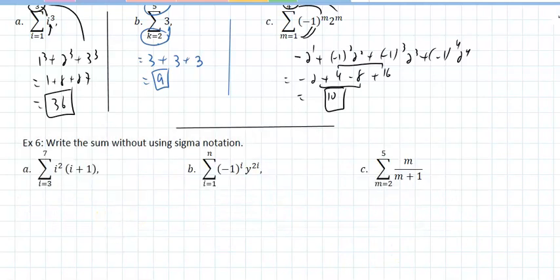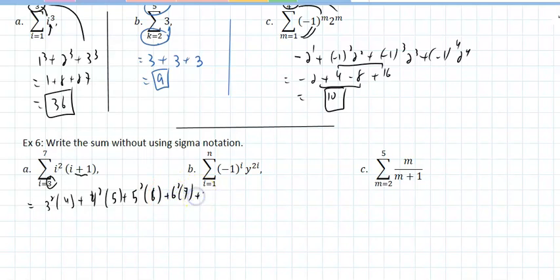Now, they don't want us to find the sum. They just want us to write without summation notation. Write the sum without summation notation. You start with 3. Throw i equal 3. 3 squared times 1 more than 3, which is 4, plus 4 squared times 4 plus 1, plus 5 squared times 5 plus 1, plus 6 squared times 1 more, and 7 squared times 1 more. Again, they're not saying evaluate, so we're not going to evaluate those. We're just going to list them.